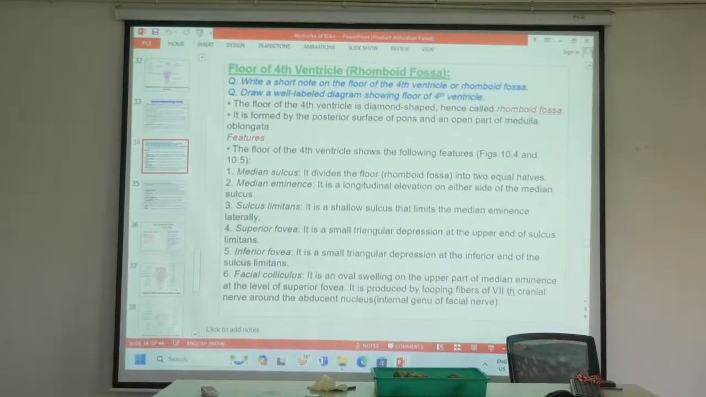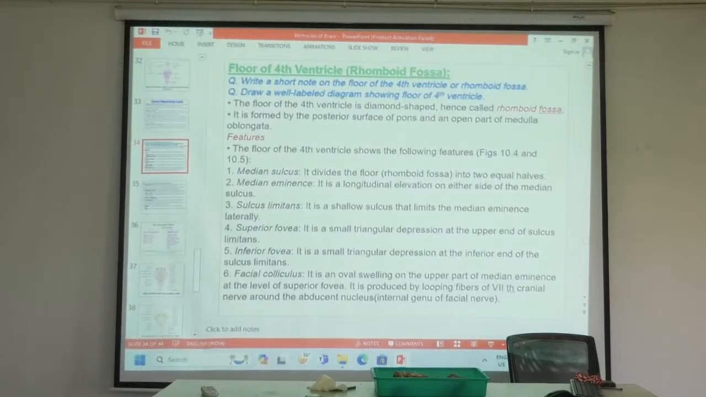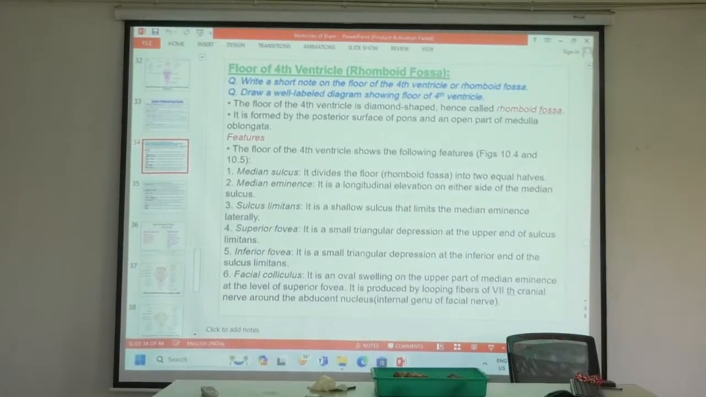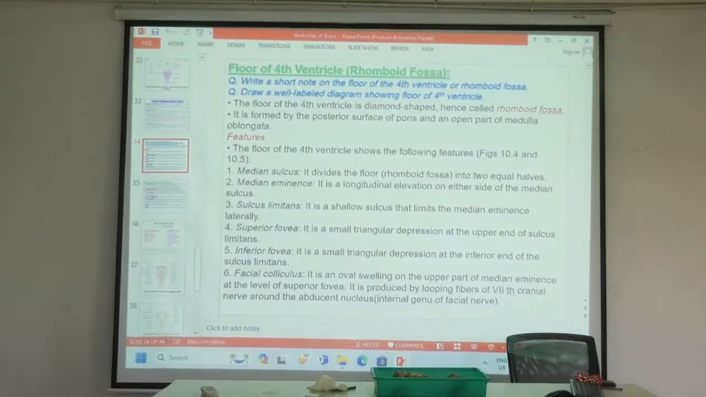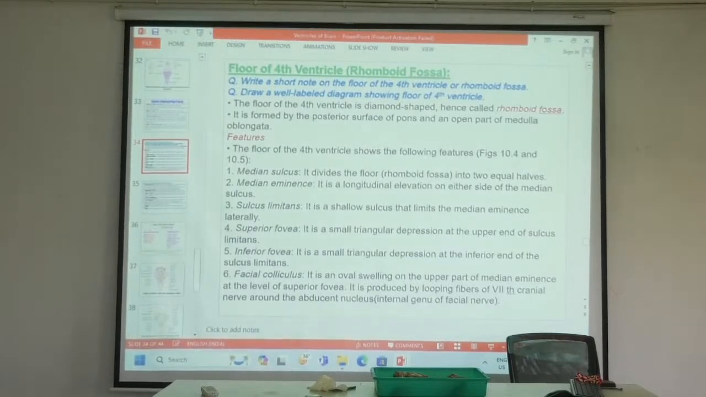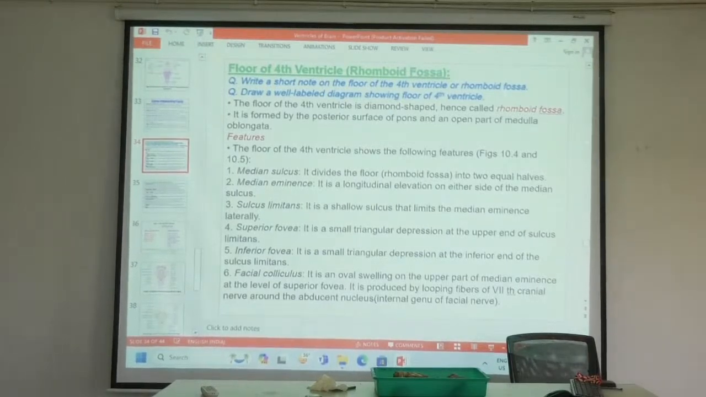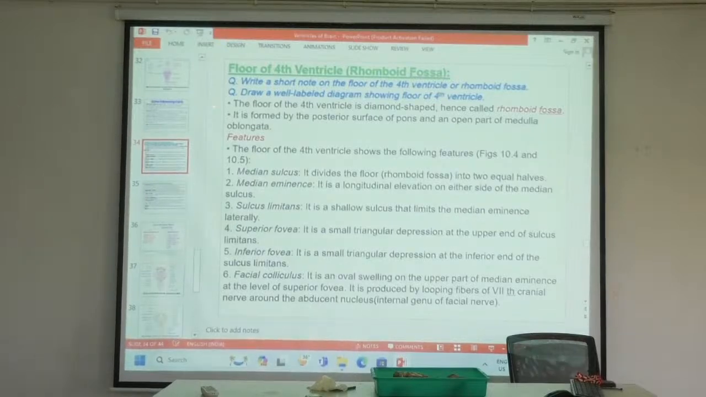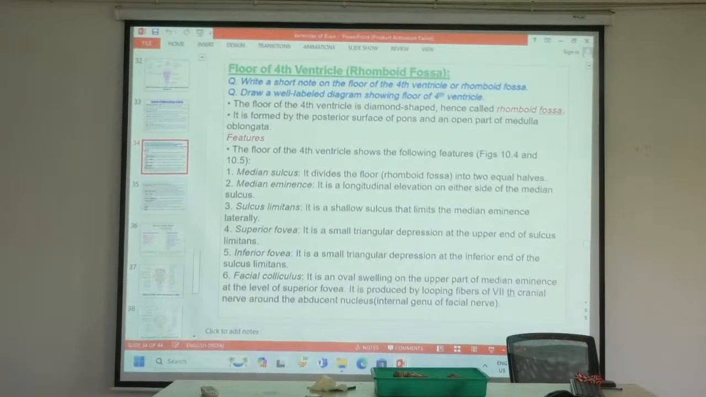Okay, so the floor of the fourth ventricle is diamond shaped, hence called rhomboid fossa. Why is it rhomboid fossa? Because it is diamond shaped. It is formed by the posterior surface of the pons and the open part of the medulla oblongata. Features: the floor of the fourth ventricle shows these features.